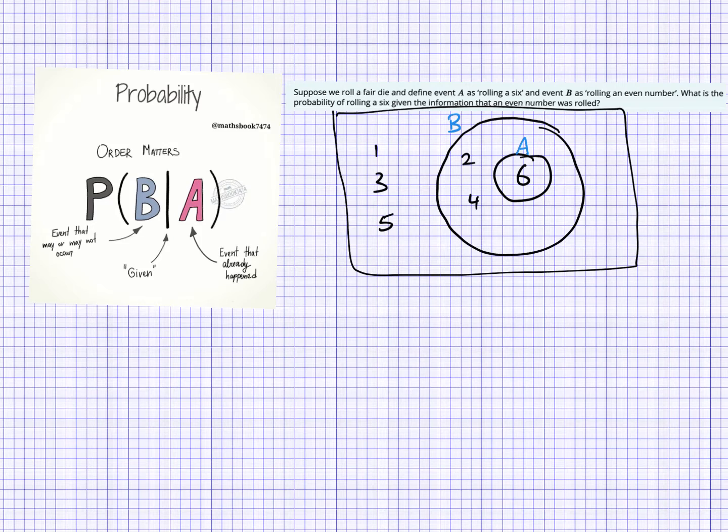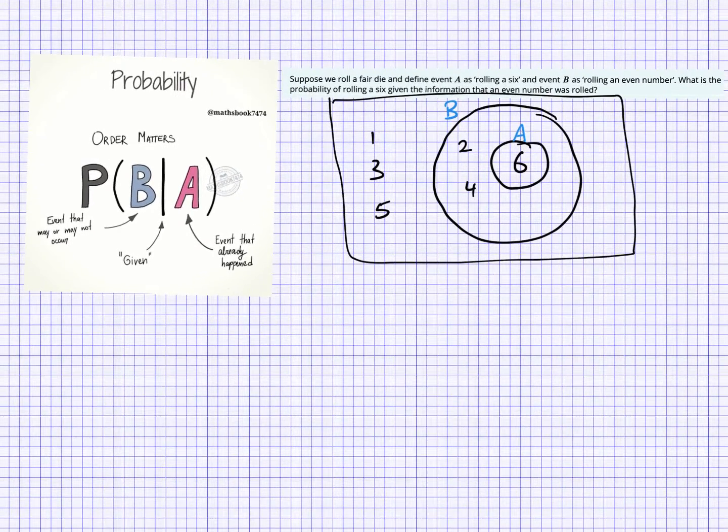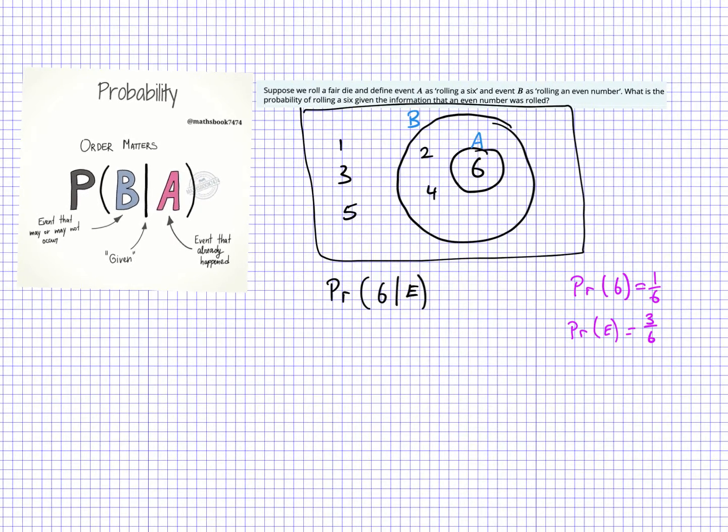All right? What is the probability of rolling a 6 given that an even number was rolled? So I've got 6 given that it's even. Okay, so let's have a look at individual probabilities first. What are the chances of rolling a 6? Obviously the chances of rolling a 6 are 1 in 6. The chances of rolling an even number is 3 out of 6, because there are 2, 4, or 6. 3 out of 6, that's the same as a half. All right, so we have these different probabilities.